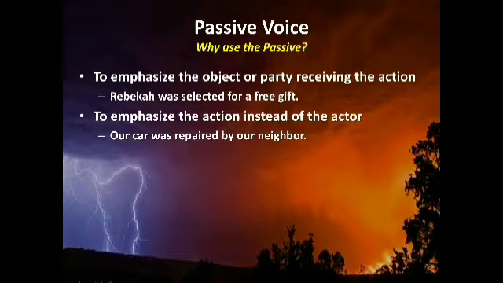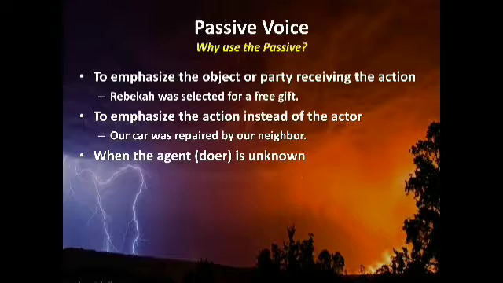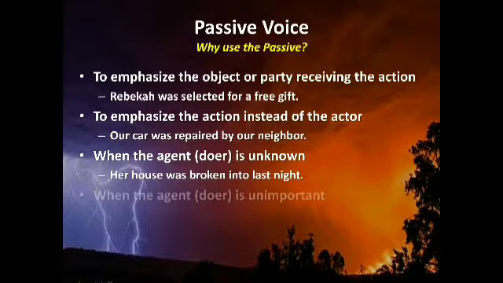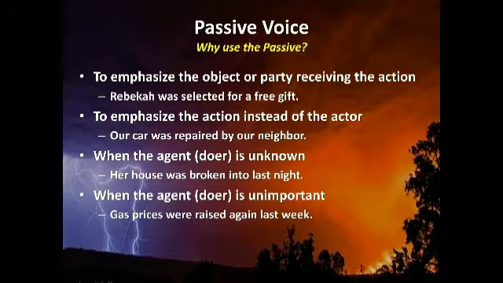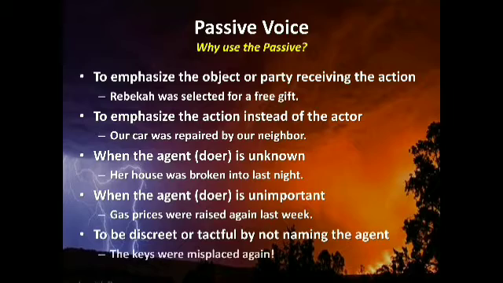Or to emphasize the action instead of the actor. For example, our car was repaired by our neighbor. It is also used when the agent or the doer is unknown. Our house was broken into last night. When the agent is unimportant, for example, gas prices were raised again last week. And it is also used to be discreet or tactful by not naming the agent. For example, the keys were misplaced again.